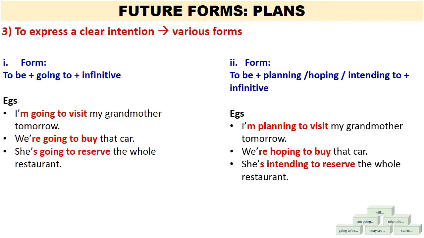Another example, we're hoping to buy that car. In this case, using are with hoping to plus the infinitive form of the verb buy. And finally, she's intending to reserve the whole restaurant. So using is plus intending to plus the infinitive form of the verb reserve.